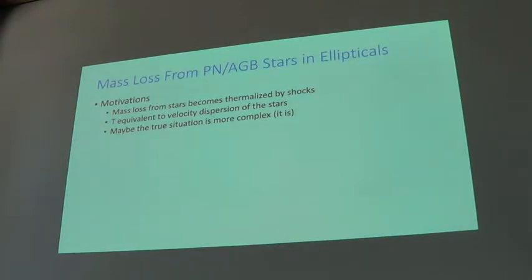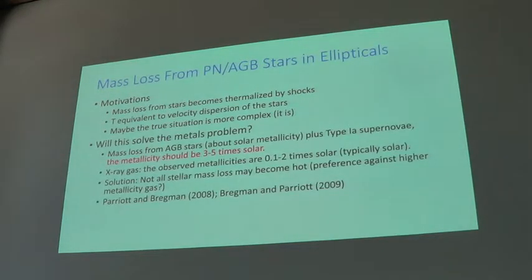The nominal topic was mass loss from planetary nebulae and AGB stars in ellipticals, and one of the motivations was that we just generally assume that the mass loss from the stars is thermalized to the velocity dispersion of the stars, which is the characteristic temperature of the system, but it might be a little more complicated. I hoped it would be, because I wanted it to solve a particular problem.